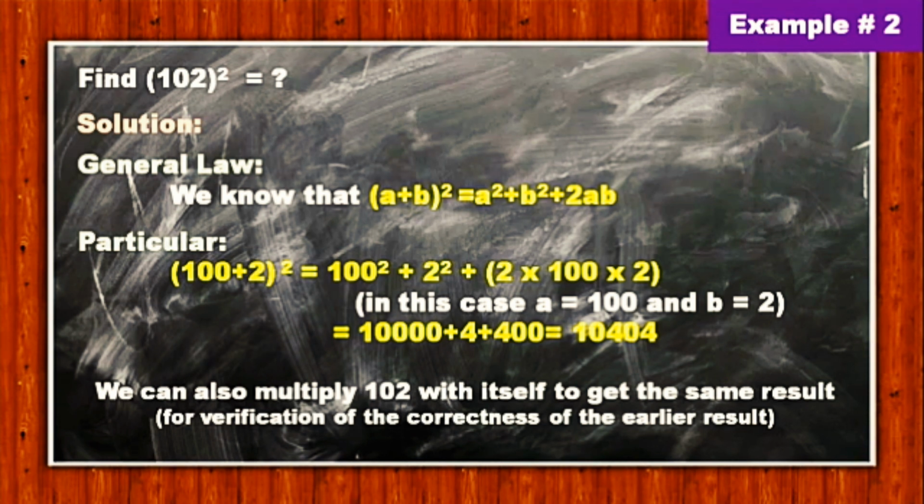We can also multiply 102 with itself to get the same result for verification of the correctness of the earlier result. So, this is an example of the deductive method. Now, I am going to highlight the merits of the deductive method.